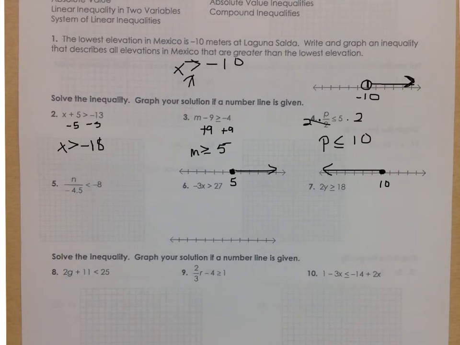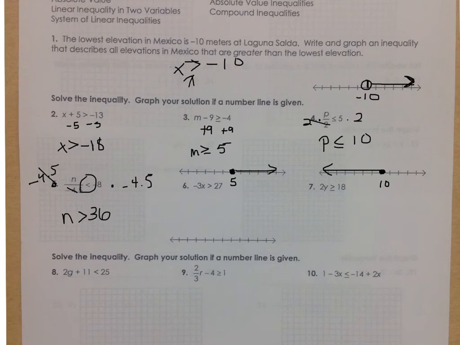Number 5, I've got n divided by a negative 4.5. So what I'm going to have to do is times both sides by a negative 4.5. So if you times both sides by a negative 4.5, over here this would cancel, leaving you with n. Because you multiplied by a negative, our inequality has to change direction. So it'll go from a less than symbol to a greater than. And then a negative 8 times a negative 4.5 is 36 positive.